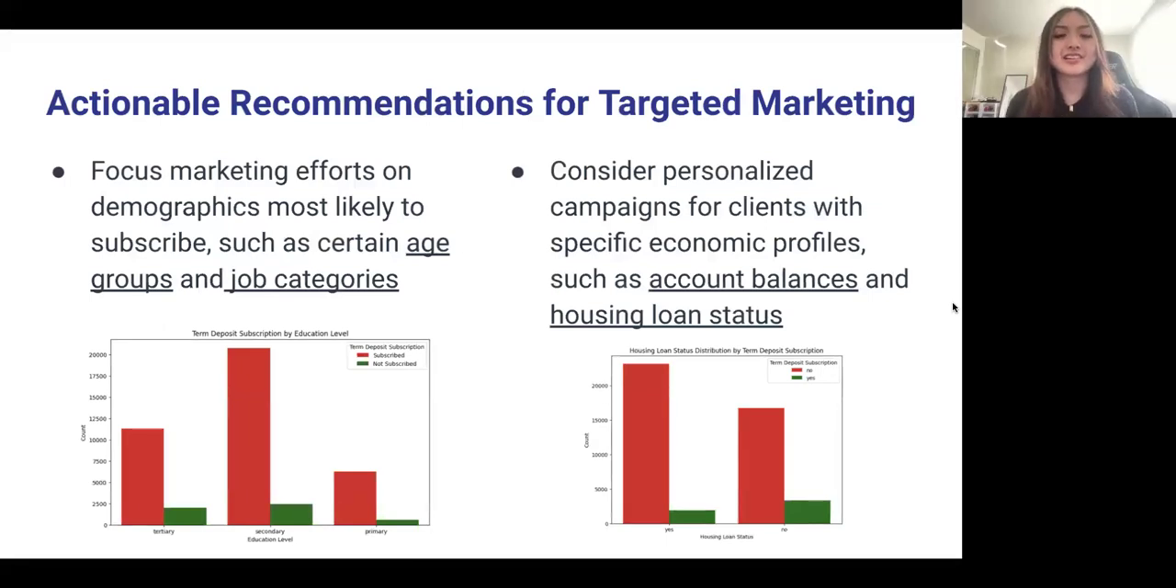Thank you, Keith. So as he mentioned, our analysis highlights the challenge of predicting term deposit subscriptions due to the dataset imbalance. However, we came up with recommendations to target marketing strategies focused on certain demographics to improve subscription rates, such as certain age groups and job categories, and to also consider personalized campaigns for clients with specific economic profiles, such as account balances and housing loan status.